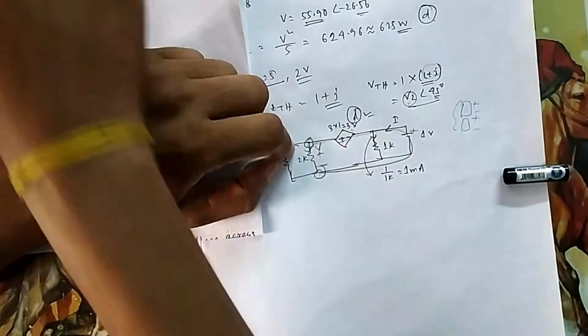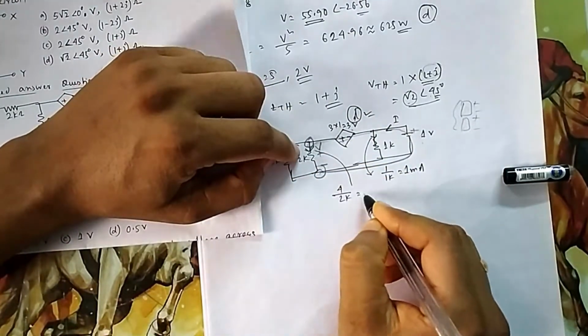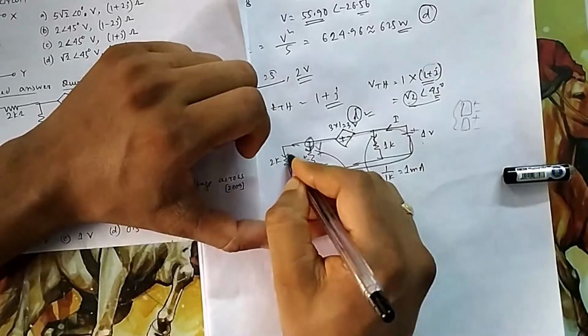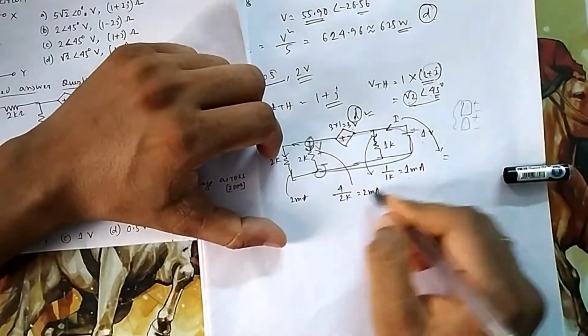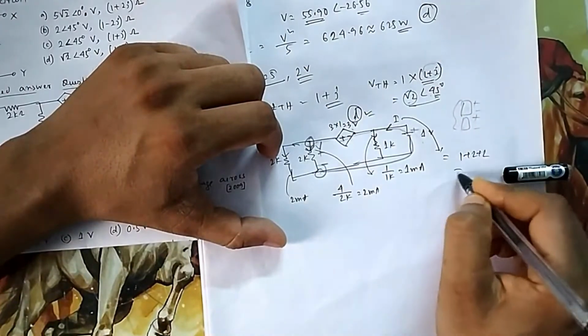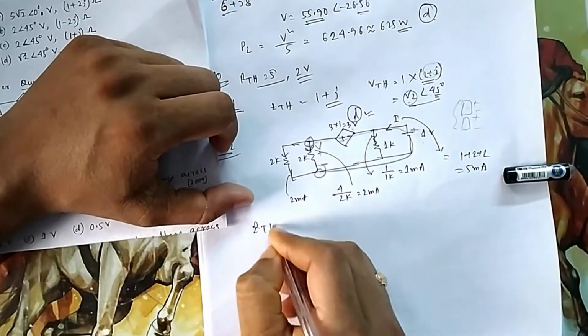So what will be this current? This current will be 4 divided by 2 kilo, so it is 2 milli. Similarly here also 2 milli. So what is this current? Total current coming is 1 plus 2 plus 2, 5 milliampere. So what will be my Thevenin's resistance, RTH?